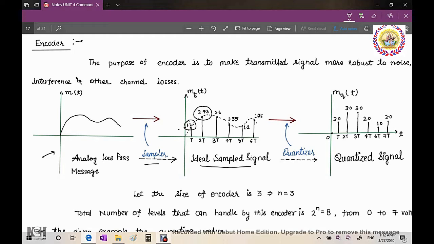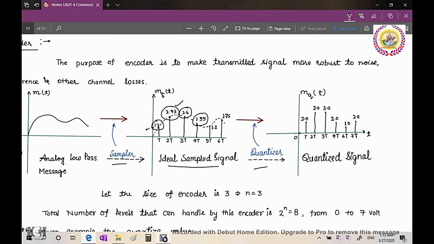Suppose this voltage is 1.2 and this is 2.73, this is 2.6 and this is 1.35, and the ideal sampled signal is then passed through a quantizer. This is an assumption, and the assumption is that the quantizer is converting the input sampled values to its nearest integer values. I have considered that my quantizer is taking the least integer function. 1.2 is converted to 2.0, 2.73 is converted to 3 and so on.